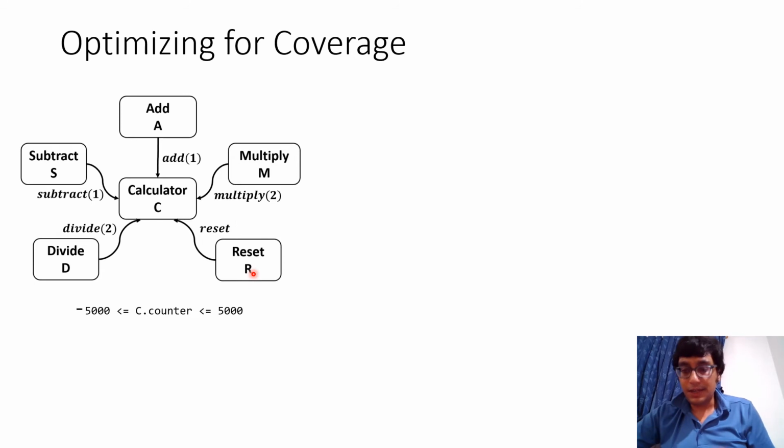If it receives a reset message, then the counter is reset to 0. And if it receives a divide, this is an integer division. And we also bound the value of the counter between minus 5,000 and 5,000. So there are 10,000 unique possible values of this calculator.